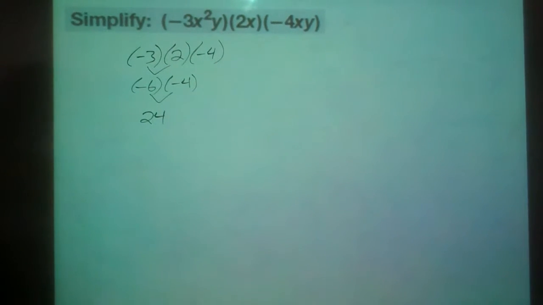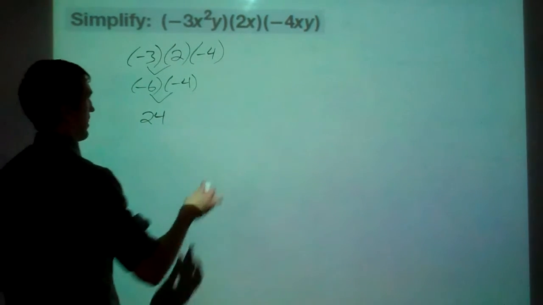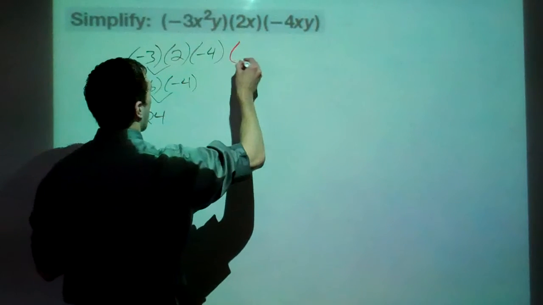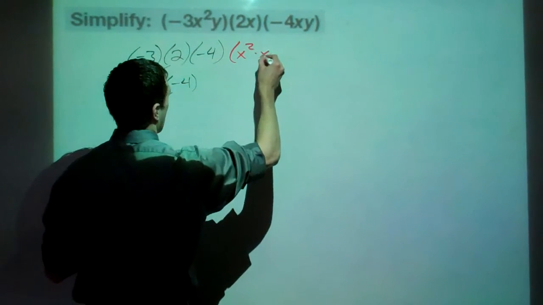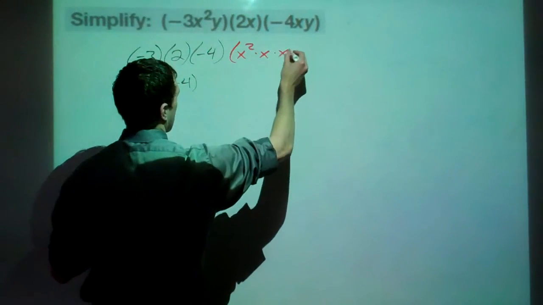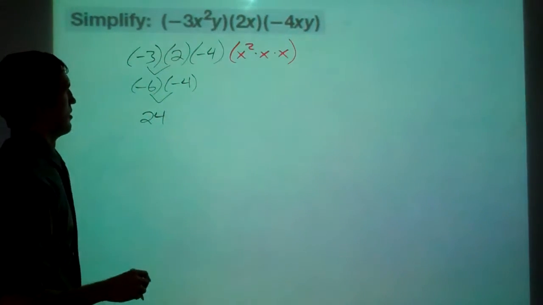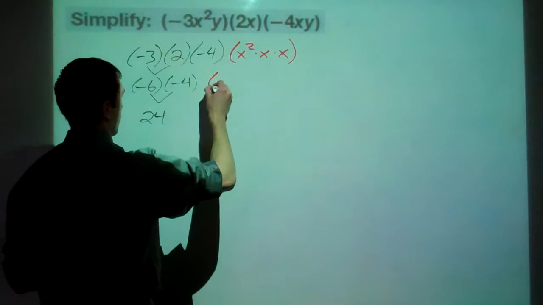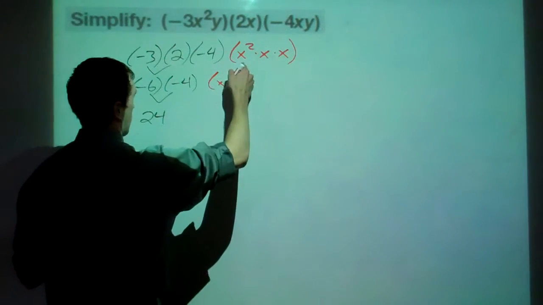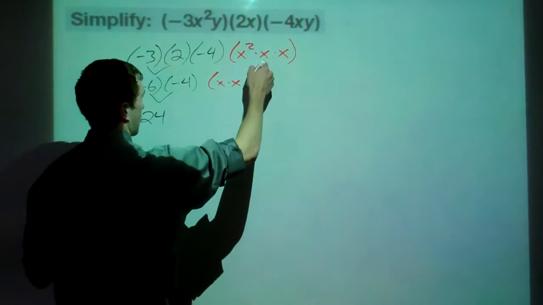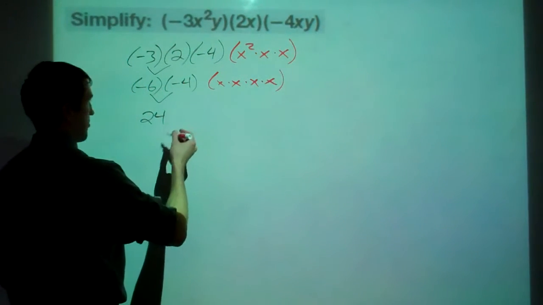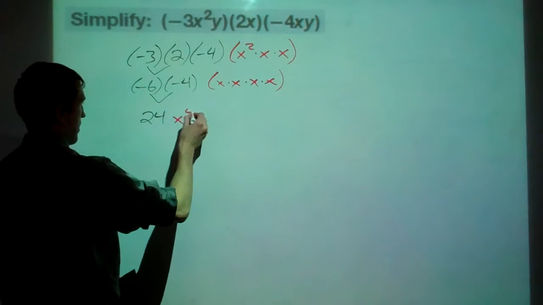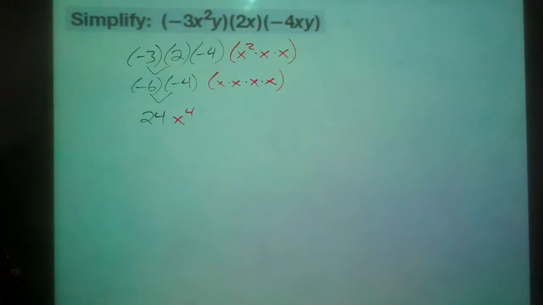And then what we want to do is get our x's taken care of. X squared times x times another x. Technically, x squared means x times x, and we've got these two hanging out. So how many do we have total being multiplied? 4 of them. So that's x to the 4th, 24 times x to the 4th.